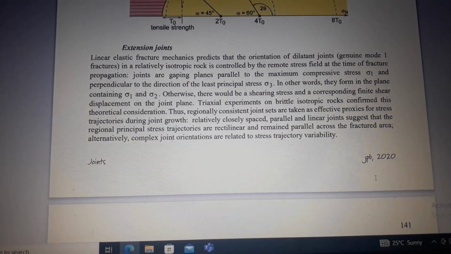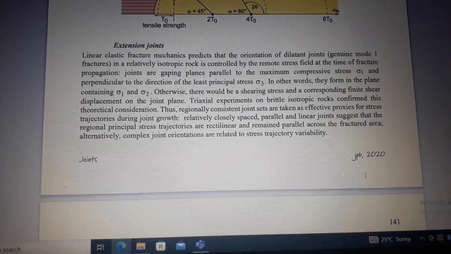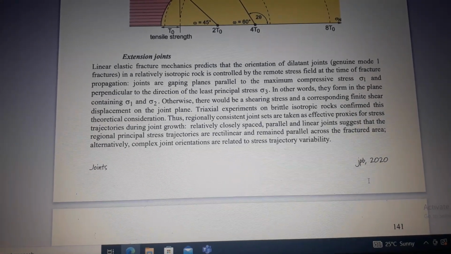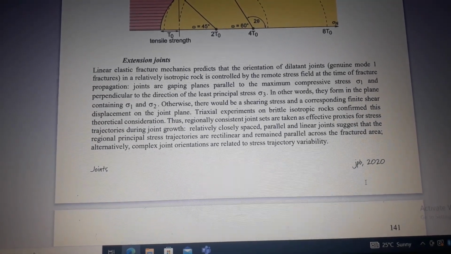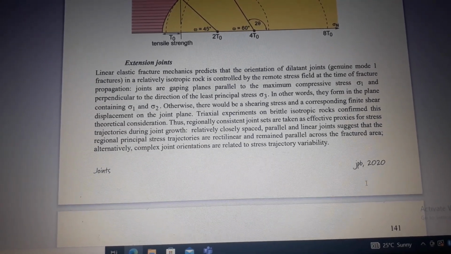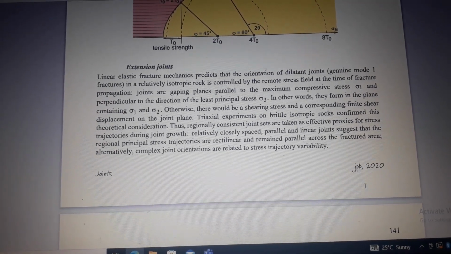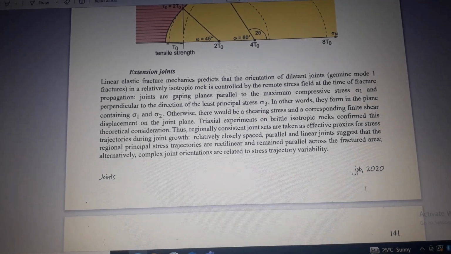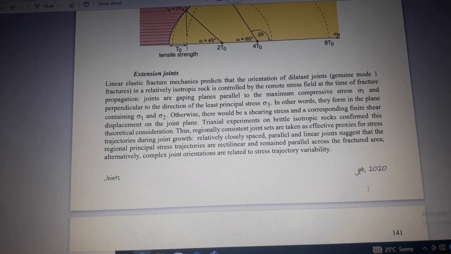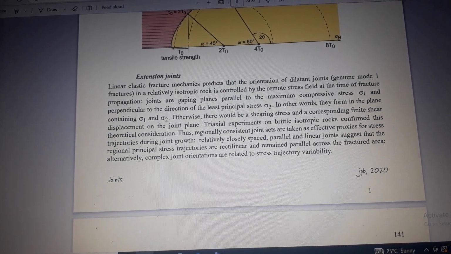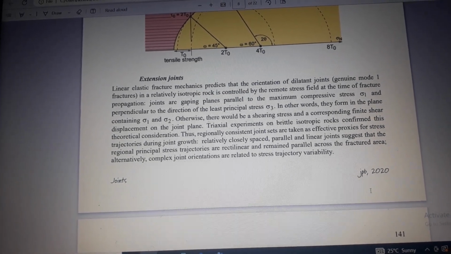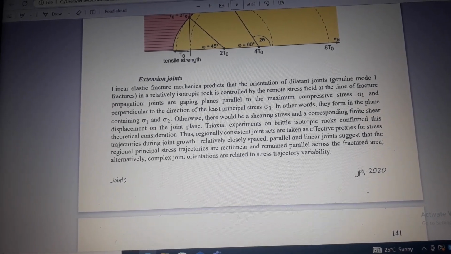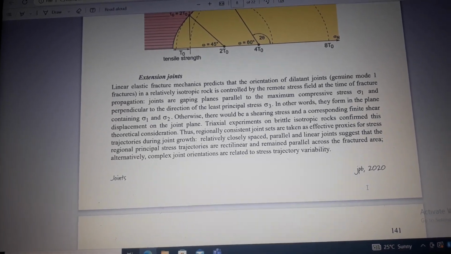Linear elastic fracture mechanics predicts that the orientation of dilatant joints, generally mode 1 fractures, in a readily isotropic rock is controlled by the remote stress field at the time of fracture propagation. Joints are gaping parallel to the maximum compressive stress sigma 1 and perpendicular to the direction of the least principal stress sigma 3. In other words, they form in a plane containing sigma 1 and sigma 2.